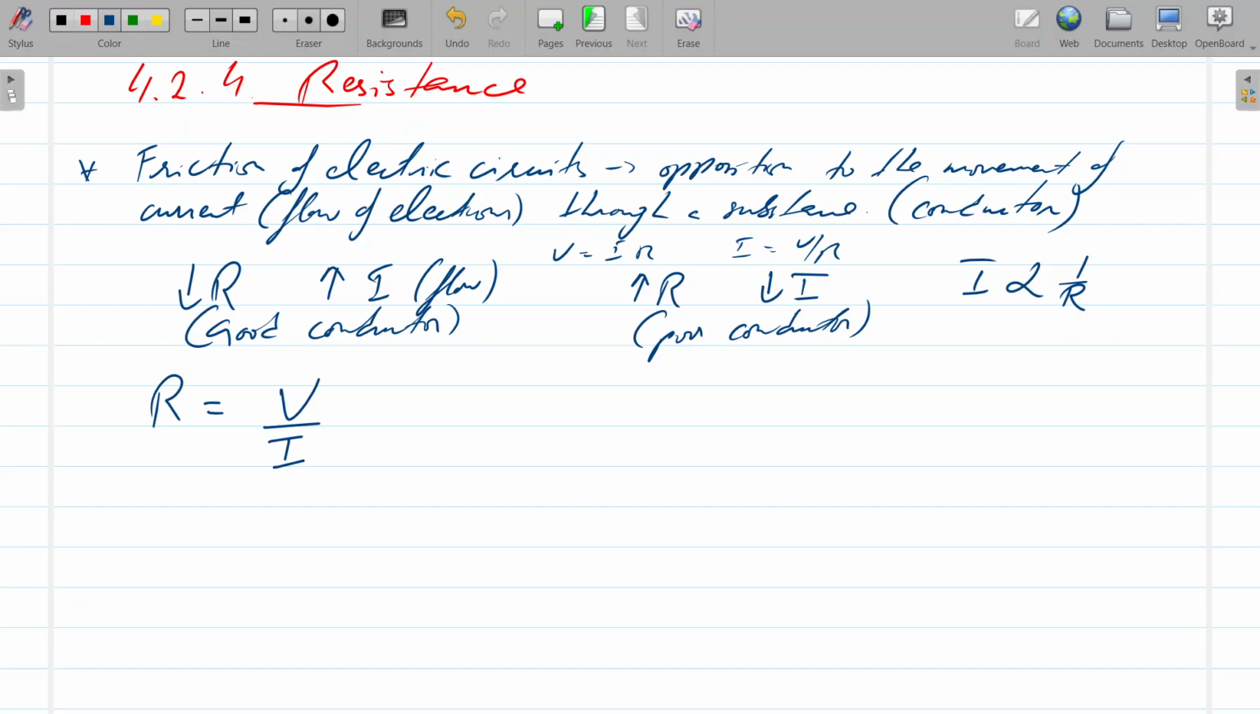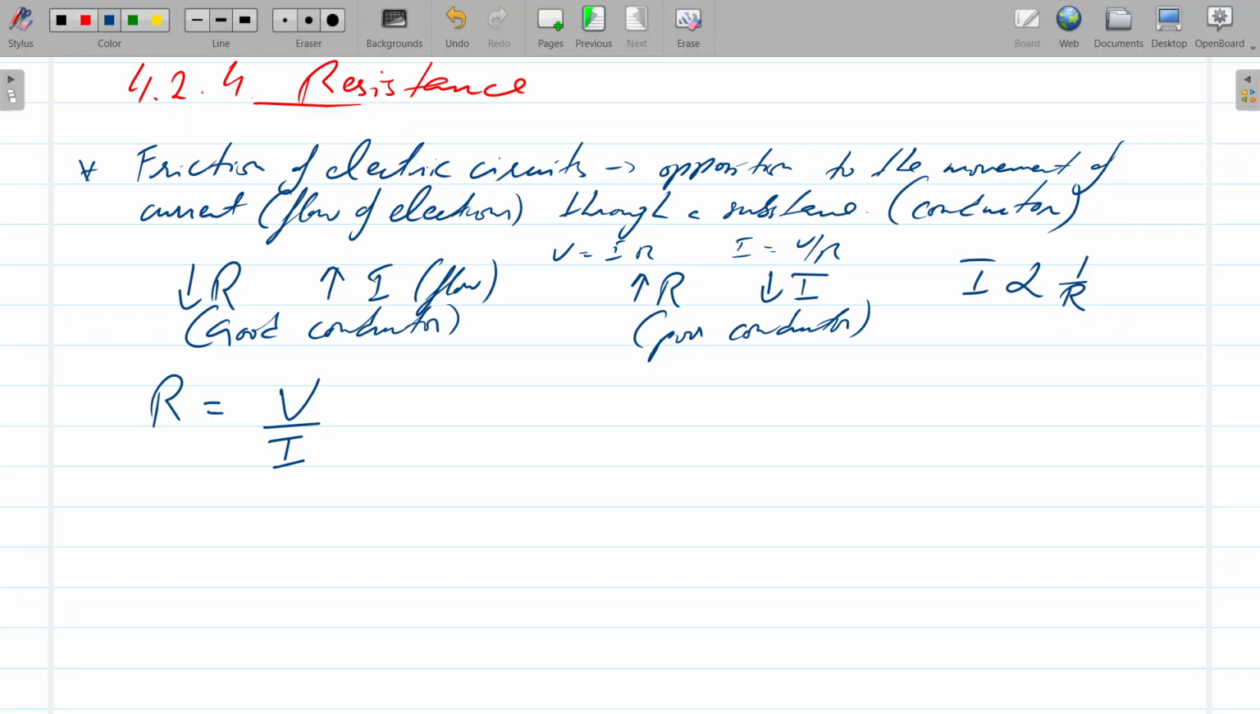Which things are good conductors of resistance? Like, what are good conductors of resistance? Conductors have resistance. If they have low resistance, that would make them good conductors. If they have high resistance, that would make them poor conductors.